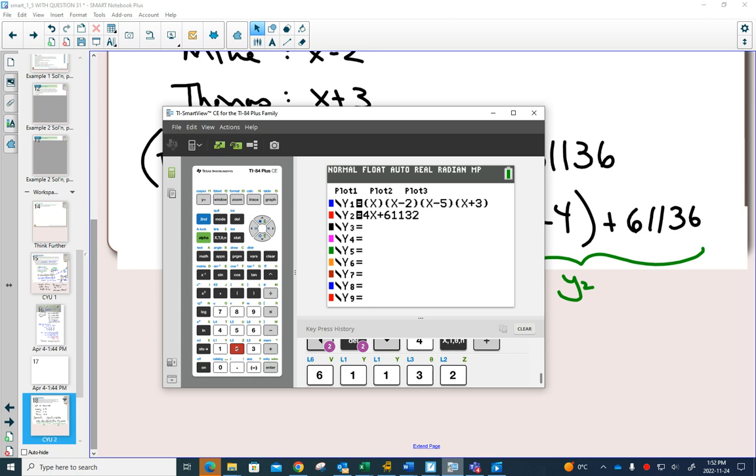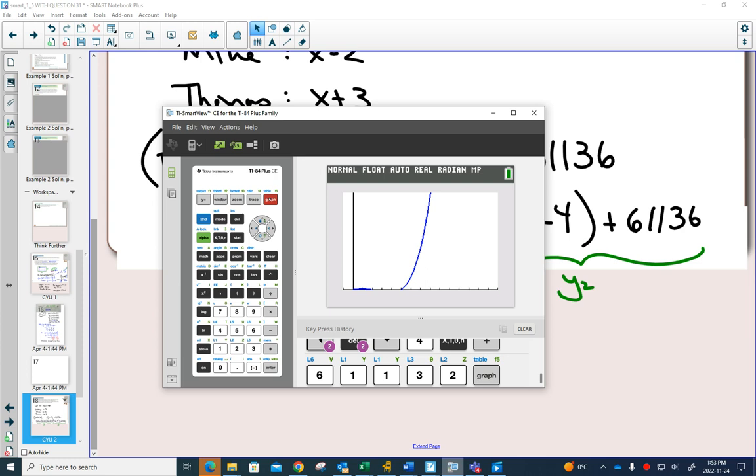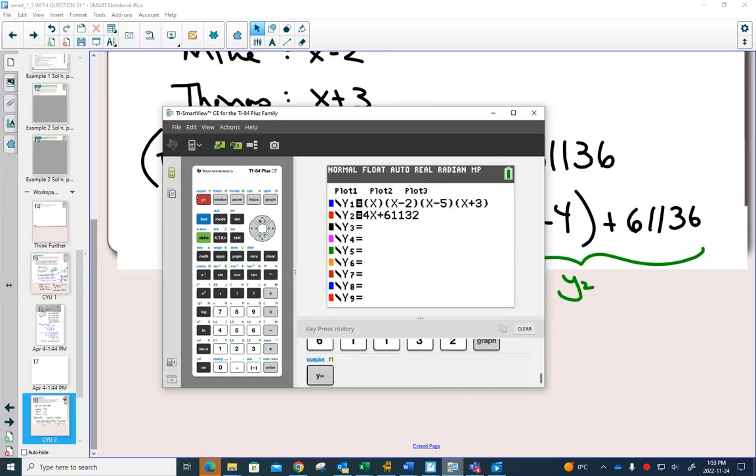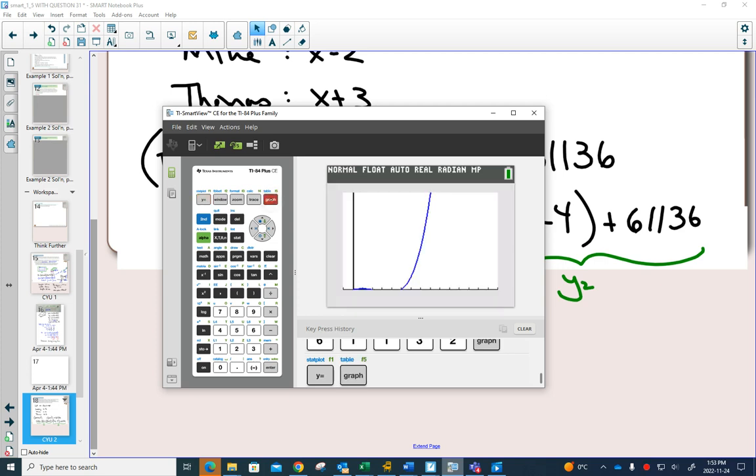Now, when I hit graph, probably nothing's going to show up. Oh, a little bit of that graph, but nothing of my other graph. So I saw a little bit of the first graph. What do I know about this graph? It would have x-intercepts at 0, 2, 5, and negative 3. It's a positive x to the 4 graph, so it should end up here. I guess over here it probably went up again.